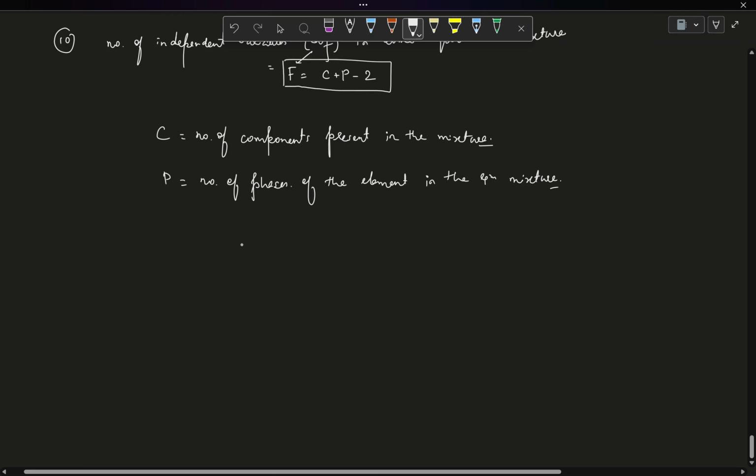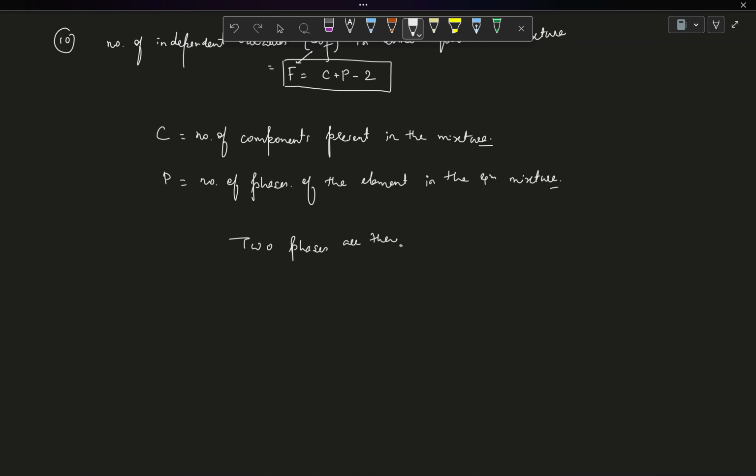Okay, so in this case the two phases are there. One is crystalline NaCl, which is a solid phase. Another is a saturated solution, which is a non-solid liquid phase. Solution of NaCl, so basically it can be considered as liquid, and this is solid.